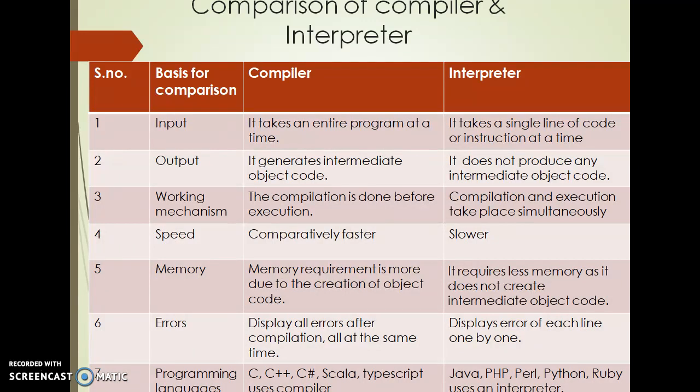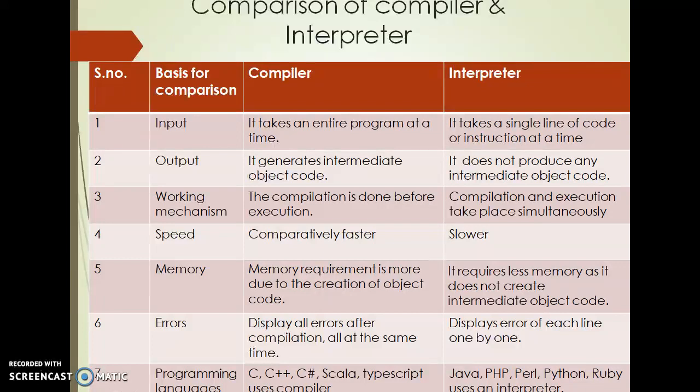Let us compare compiler and interpreter on the basis of some comparison parameters. Here multiple comparison parameters have been given, such as input, output, working mechanism. So let us take them one after the other. First of all, we should consider the input, the type of input provided to the compiler and interpreter. Compiler takes an entire program as an input at a time, while interpreter takes a single line of code or instruction at a time. The output of the compiler is an intermediate object code, while interpreter does not produce any intermediate object code.